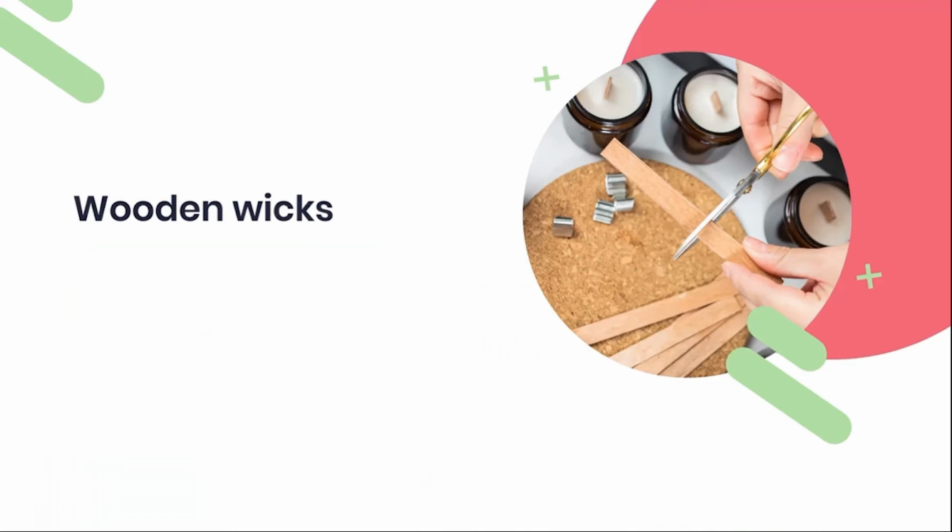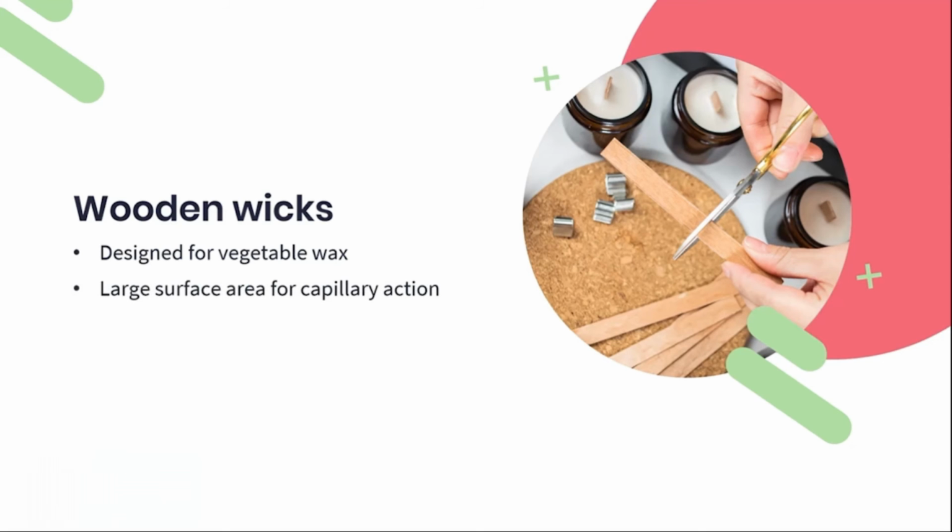Wooden wicks were initially designed specifically for use with the newer vegetable waxes, but it isn't uncommon to use them with paraffin wax too. Owing to the high viscosity of your coconut, soy, and other vegetable waxes, a larger surface area for the wicks' capillary action was necessary. Besides which, they just look cool.